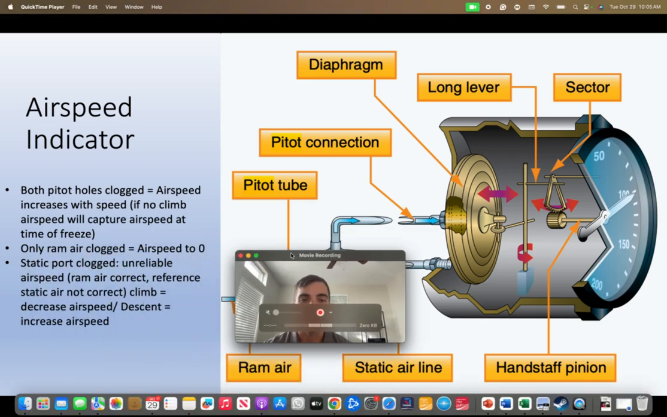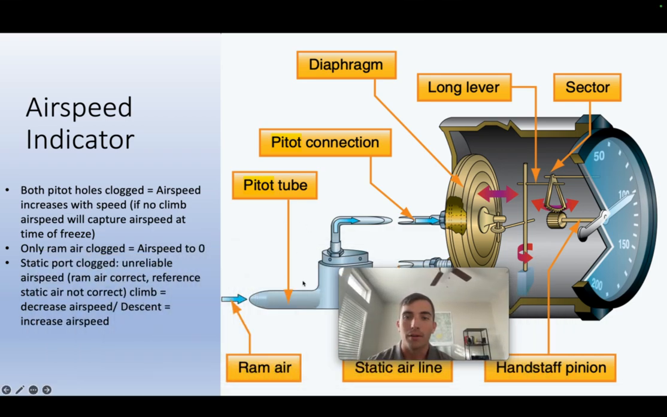All right, and lastly, we have our airspeed indicator. We have ram air coming through the pitot tube that presses up against this diaphragm, and the other side of this diaphragm is static air. So it's comparing the pitot tube air, which is our ram air, how fast we're going through the air, to the static pressure, so how high we are. Through that differential, it can actuate these mechanisms that will then give us our airspeed.